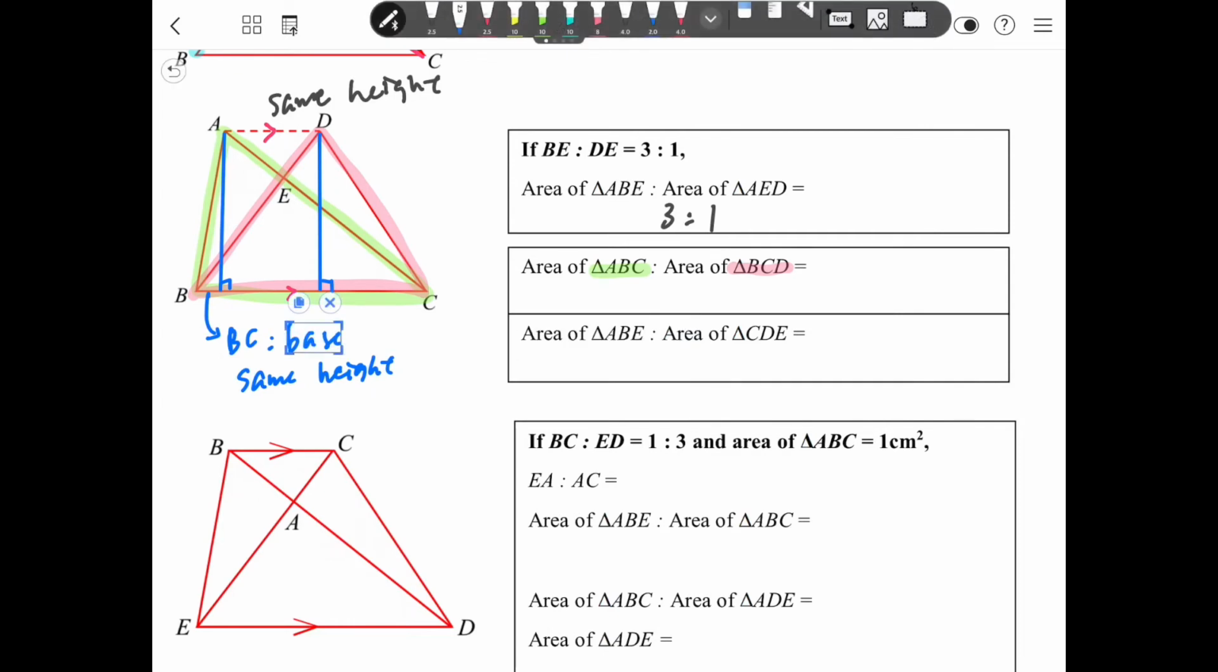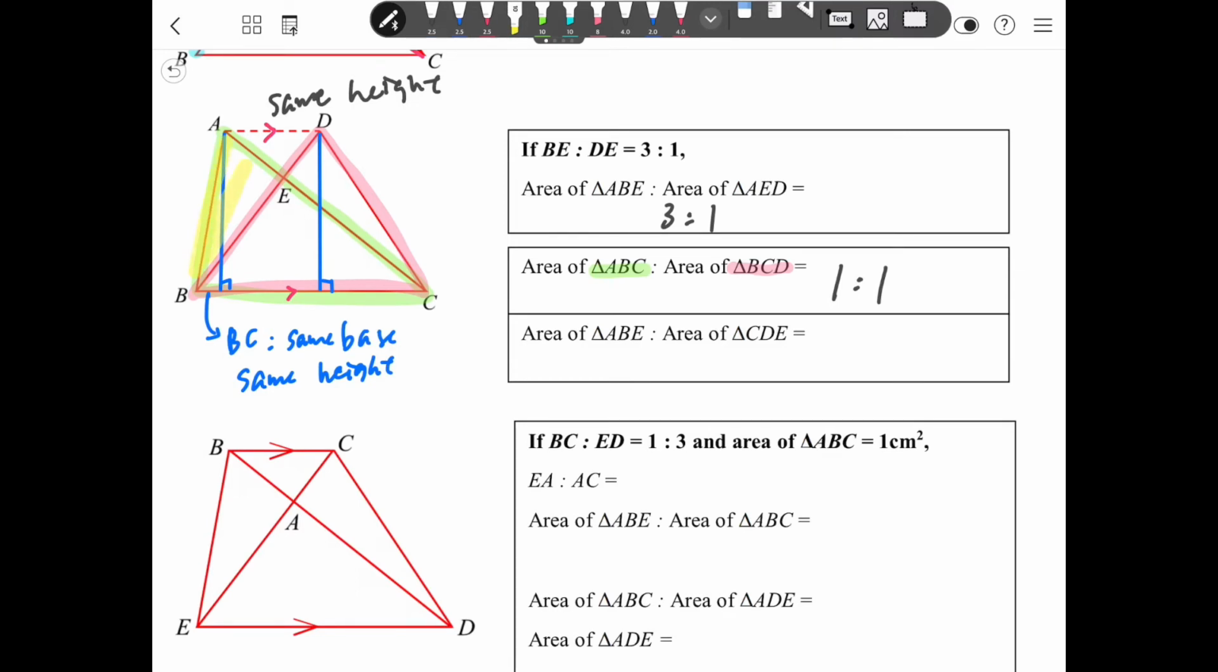Okay, so the base will be the same, and also the height will be the same as well. So may I know what is the area ratio? That would be the same, exactly the same. It means 1 to 1. Next part, ABE and also DCE.